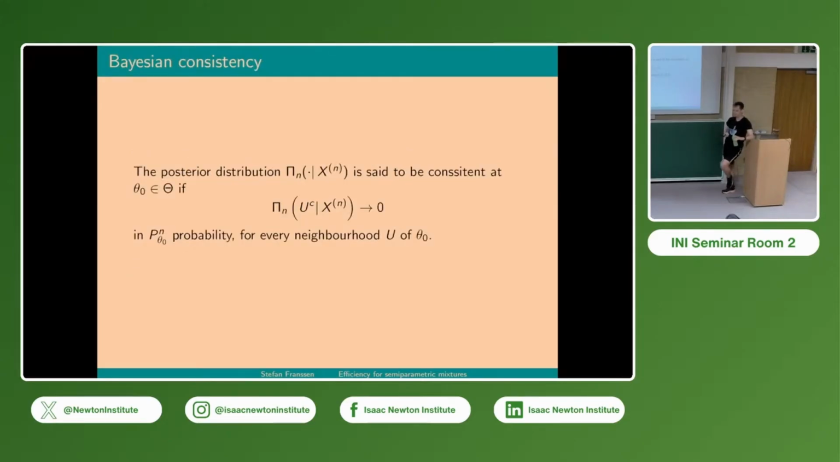And then let's get into the definition of consistency, so you can actually know what we're talking about. So the posterior distribution is said to be consistent at theta naught if for every neighborhood around theta naught, we look at the complement of this neighborhood, and we look at what probability the posterior assigns to it, and that has to go to 0 under the theta naught probability. And this has to hold for every neighborhood U of theta naught. So this again takes the topology into account.